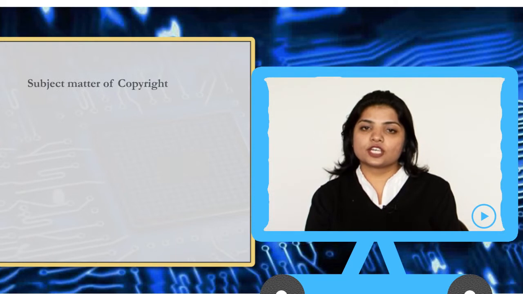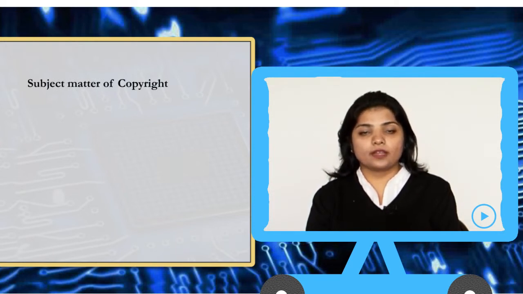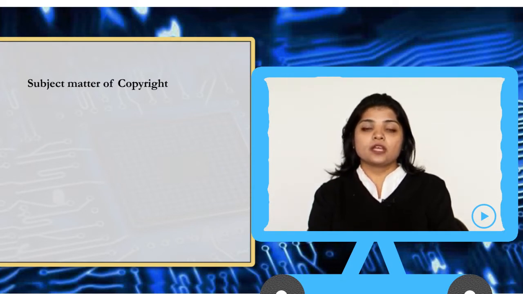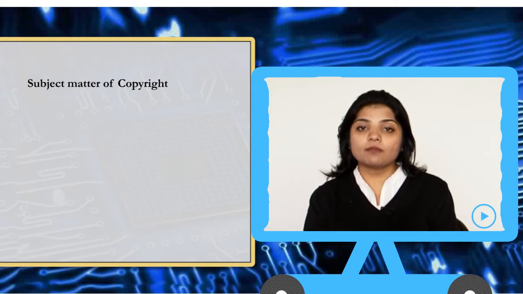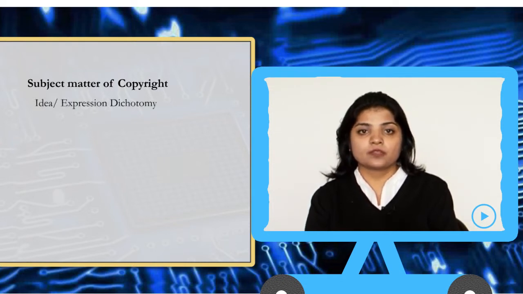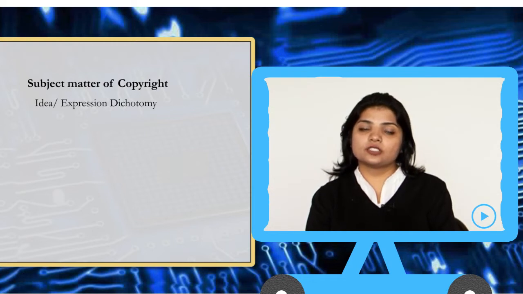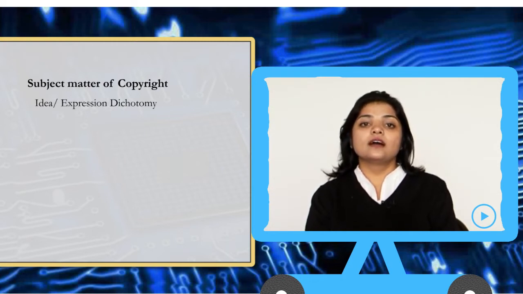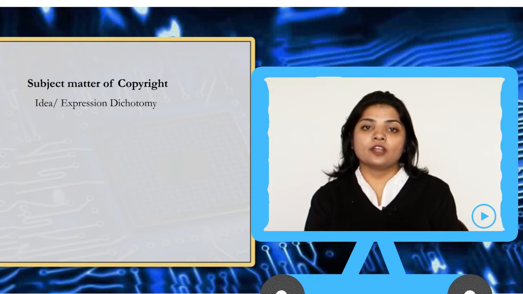Now, coming to subject matter of copyright, let us know what can be copyrightable. What is copyrightable? What is the subject matter of copyright? Before we really get into what is a subject matter of copyright, I will have to explain to you the basic principle of copyright, that is popularly known as the idea expression dichotomy. Well, what does this idea expression dichotomy mean? Copyright is available on an expression alone and not an idea.